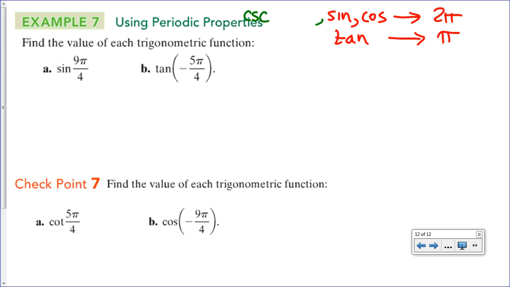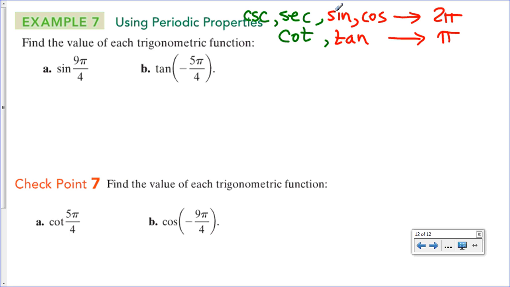Cosecant. And what is the reciprocal of cosine? Secant. So also for those two, the period is 2 pi, okay? Now, what is the reciprocal of tangent? Cotangent. So also for cotangent, the period is 2 pi. All right, so let's answer these questions quickly.